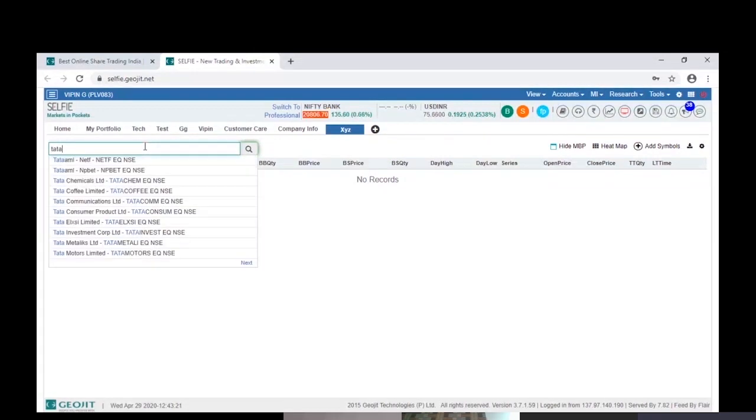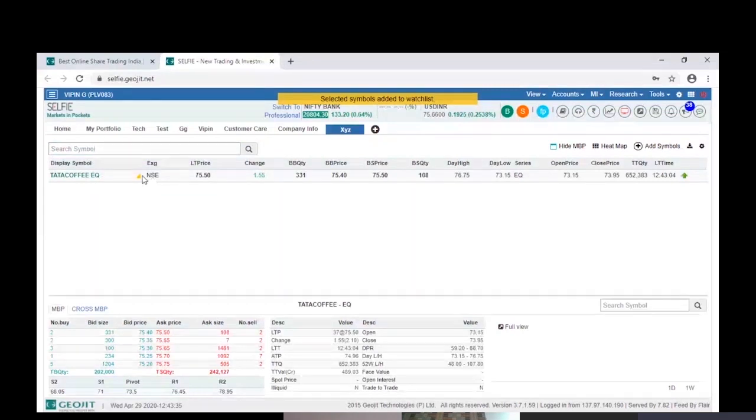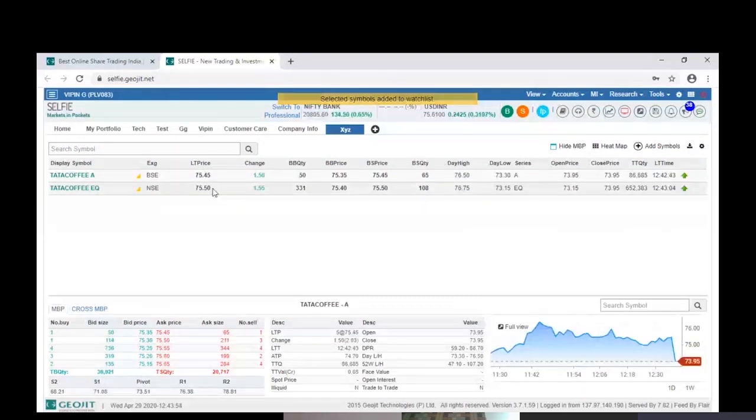Say for example, Tata Coffee Limited is the script which I have to add. So now the script of Tata Coffee is added with the exchange NSE. Now I want to add the same script in BSE. It remains the same. I can give the same script as Tata Coffee. Now the Tata Coffee of BSE has been added. So this is BSE and this is NSE. The rates are almost the same.